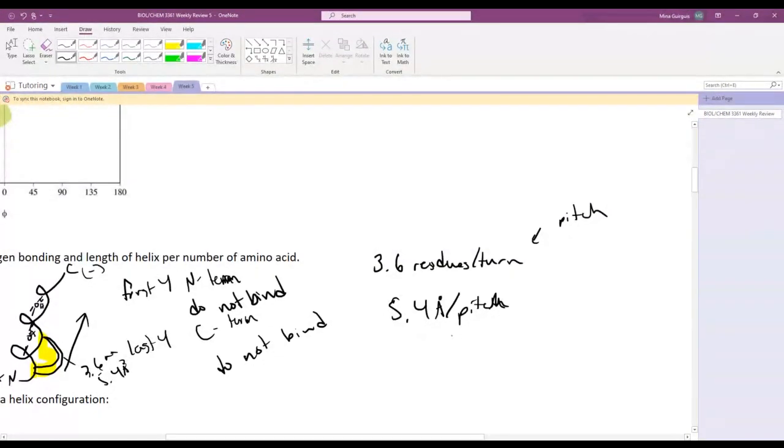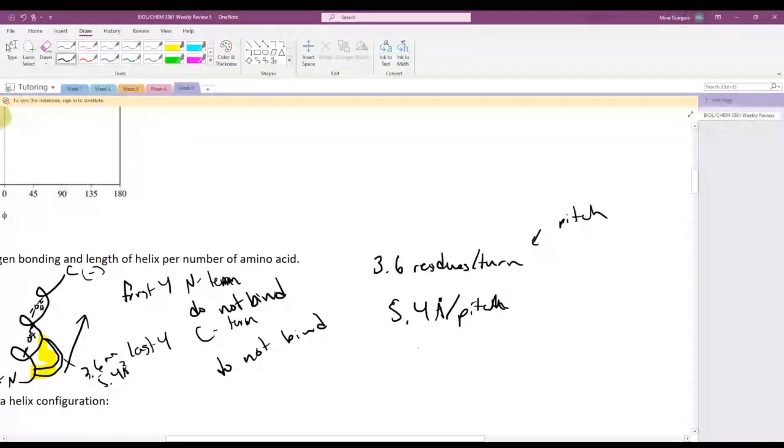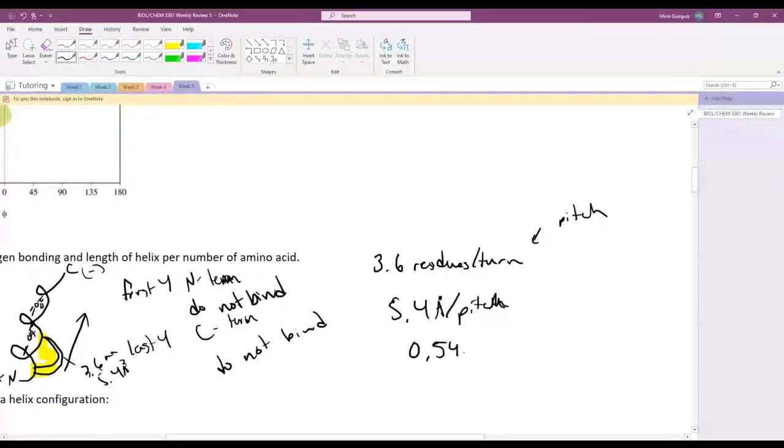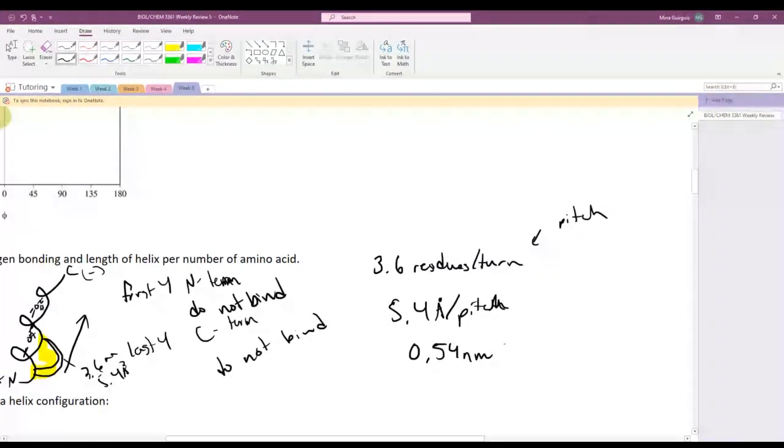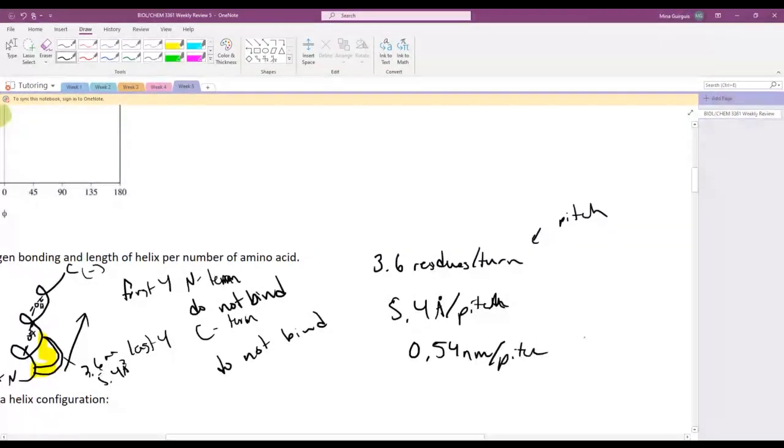And just a reminder as to what an angstrom is. An angstrom is a tenth of a nanometer, so I could also write this as 0.54 nanometers per pitch. Okay?